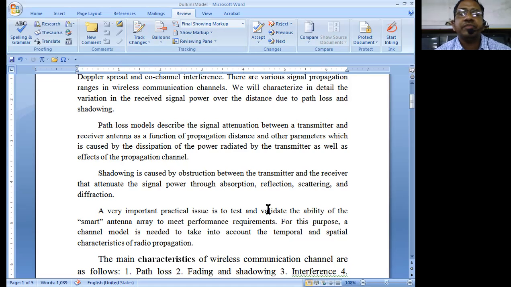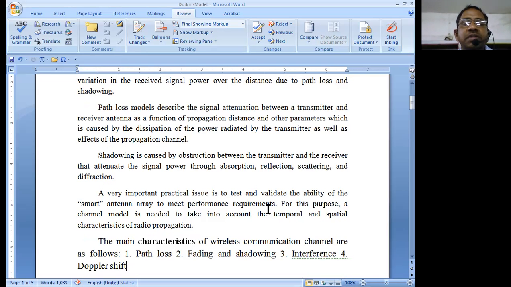In between, what happens now? Path loss. Due to path loss, the signal at the receiver is not going to be 100% like the signal at the transmitter. So path loss models have to describe the signal attenuation between transmitter and receiver antenna as a function of what? Propagation distance and other parameters, which is caused by dissipation of power radiated by the transmitting antenna as well as the effects of the propagation channel. The propagation channel and the radiated power by the transmitting antenna are going to influence the path loss also.